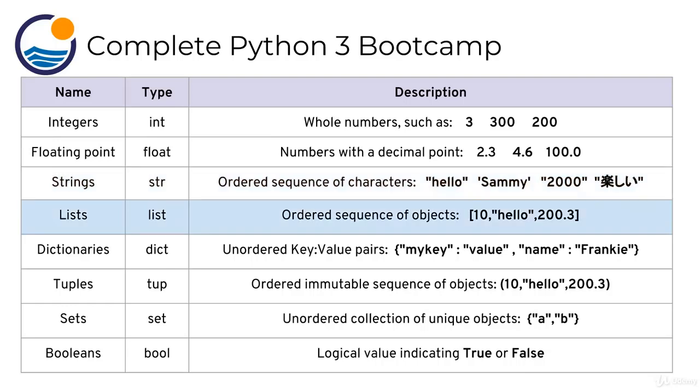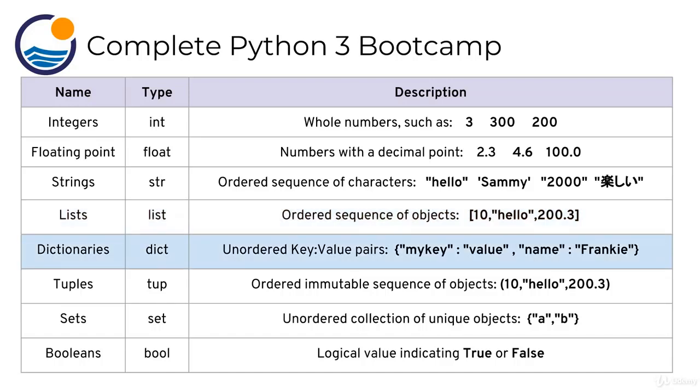Then we come to data structures, and data structures are a little more specialized than basic data types and data objects because they can actually hold data objects in some sort of sequence or in some sort of mapping. Here we have lists, and these are an ordered sequence of objects. Here we can see that we've been able to use square brackets and commas to have a sequence of other objects, such as the number 10, the string hello, and then the number 200.3.